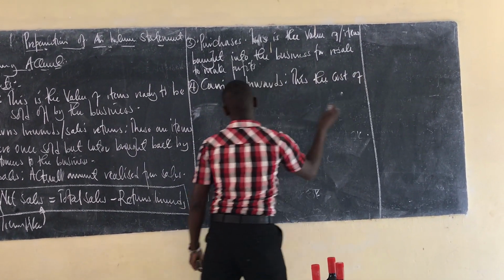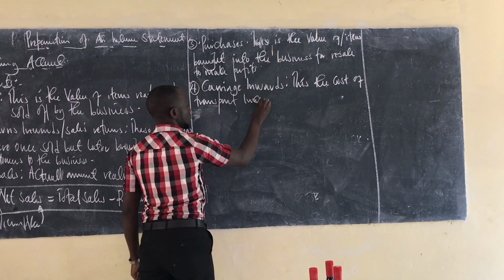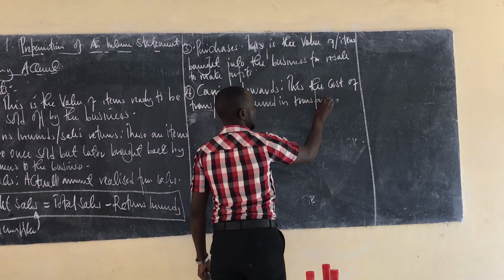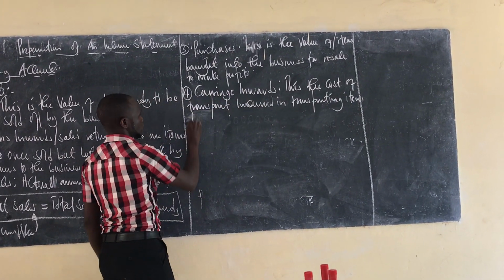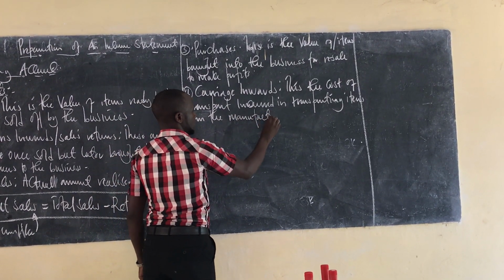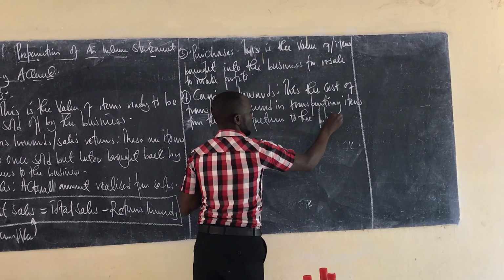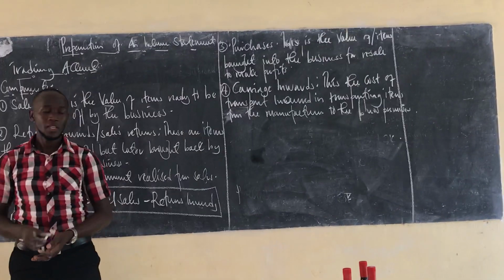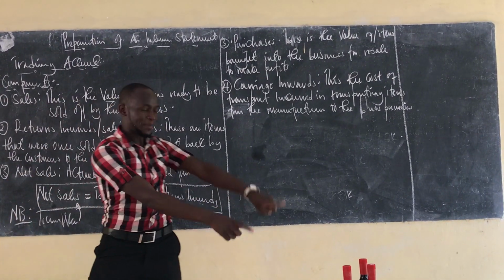The cost of transport incurred on items from the manufacturer to the business premises. That's carriage inwards. It is what we call the transport here. The transport, transporting these bottles from where I bought them to my business.